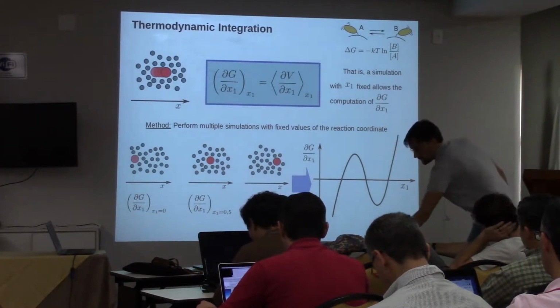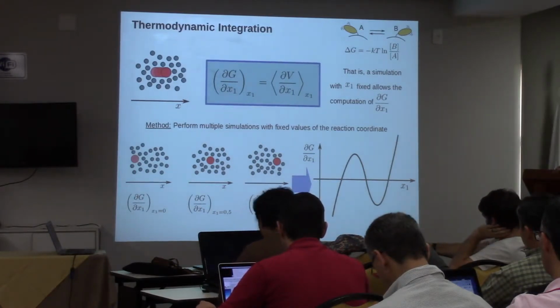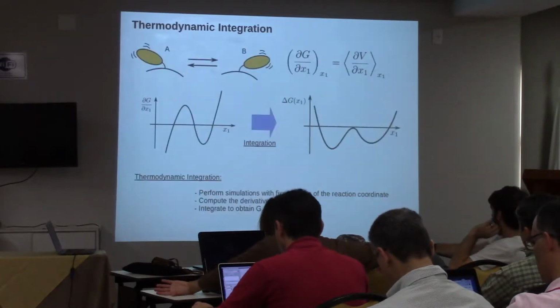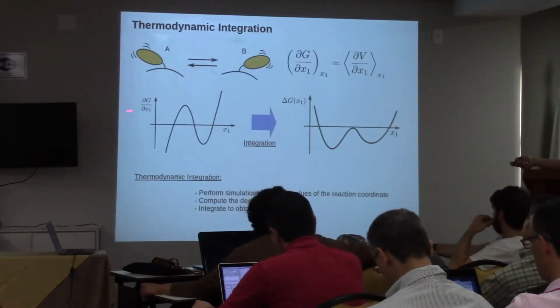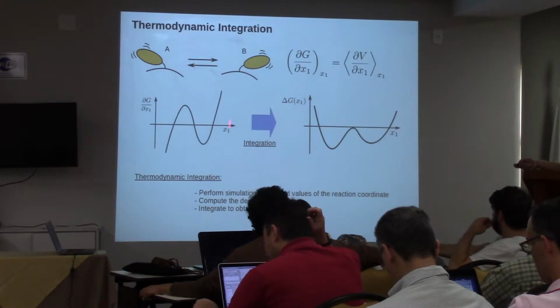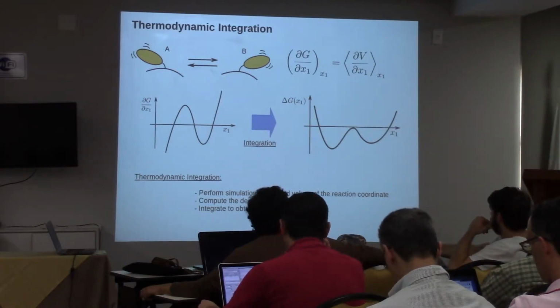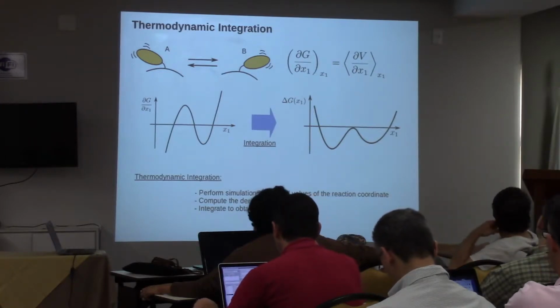Given the derivative of the free energy along the reaction coordinate, of course, I can integrate this derivative and obtain the free energy profile, except for a constant which will be the reference state which I'm interested in.